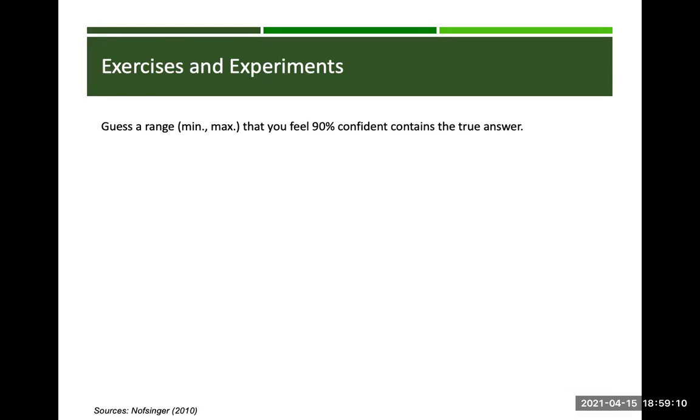I want you to really understand. So I want you to write down a 90% confidence interval. Write down a low number and a high number that you feel 90% confident the true answer is in that range. There are 10 items that I'm going to show on the screen, and I'm going to give you a limited amount of time to guess. That means that if you are 90% confident, you should only get one wrong. You should only have one where the true answer is outside of the range that you wrote down.